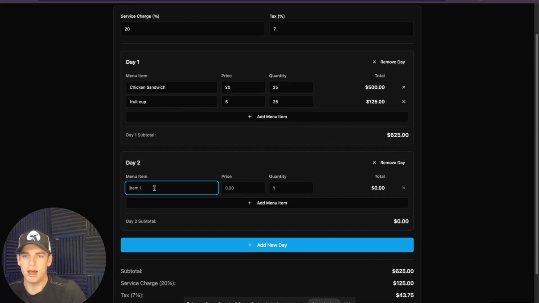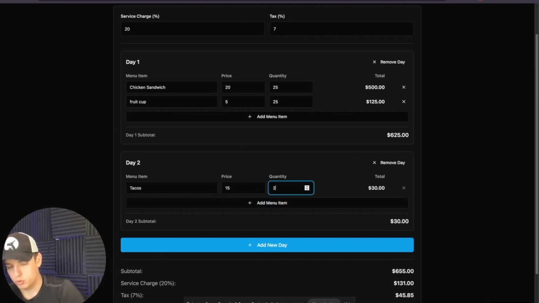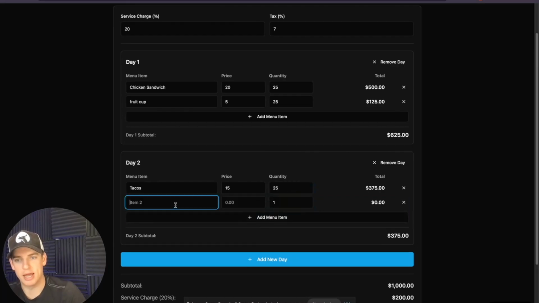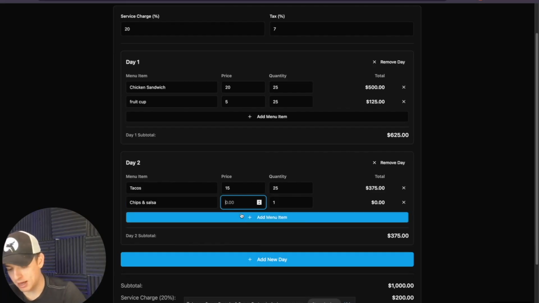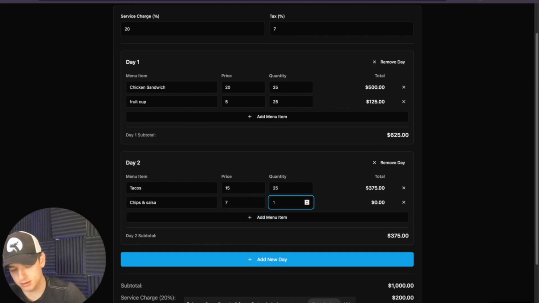Let's do day two. On day two, let's say you're not going to go chicken sandwich. We're going tacos. Tacos on day two for lunch. The price for tacos, let's say they're $15, so a little cheaper than a chicken sandwich. You're going to have 25, and then you're also going to have what goes with tacos, chips and salsa as a little side dish. The chips and salsa cost $7, and you're still going to stick with 25 people.